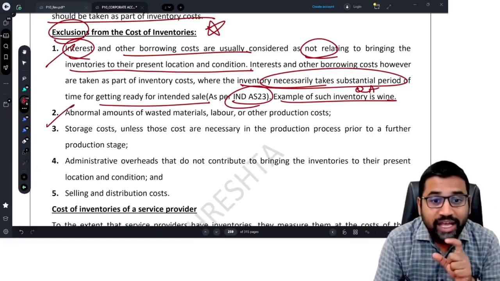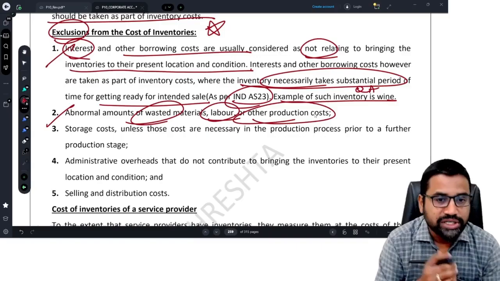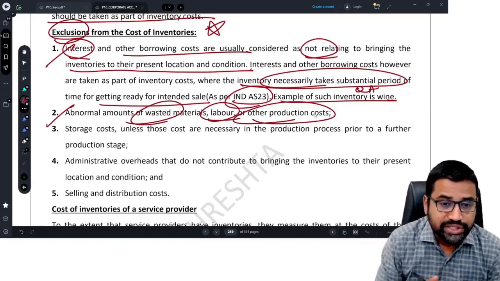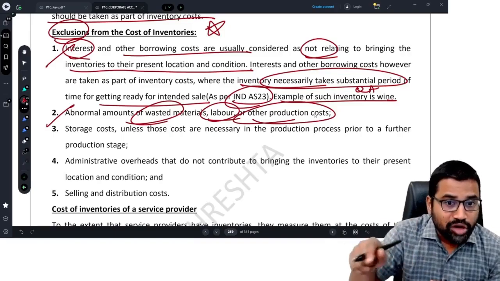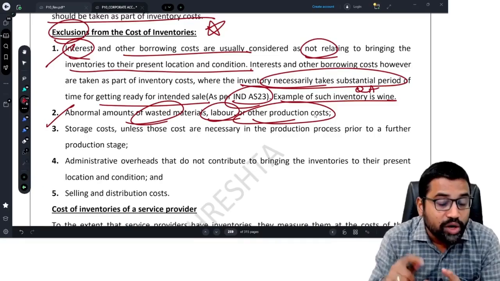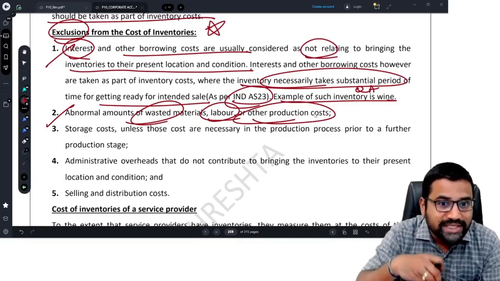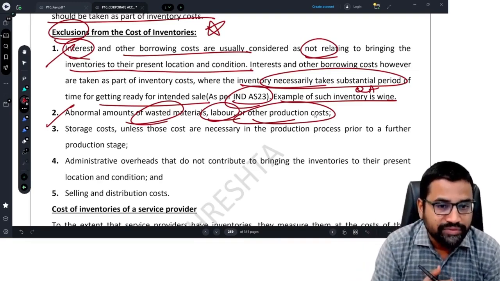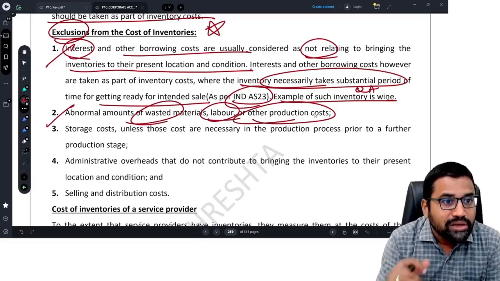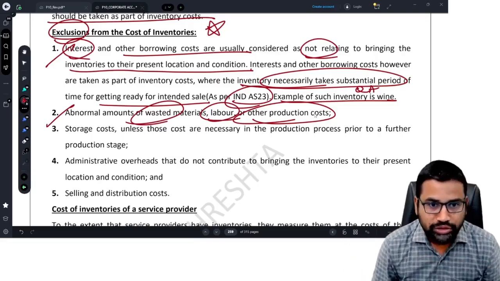Next, second, any abnormal wastage of materials, labor, other production cost, we should not include. The best example we have seen now is the fixed production overheads. Actual or normal, whichever is higher we have taken, not whichever is lower. Suppose you take whichever is lower, what happens is your inefficiency, your abnormal loss, abnormal wastage will be included as a part of cost of inventory. That is not the intention of Ind AS 2. Therefore, any abnormal wastage of material, labor, other production costs, don't include it.